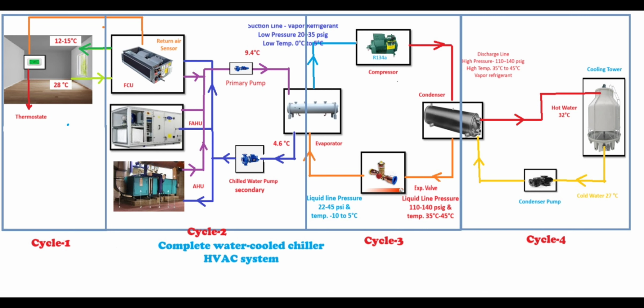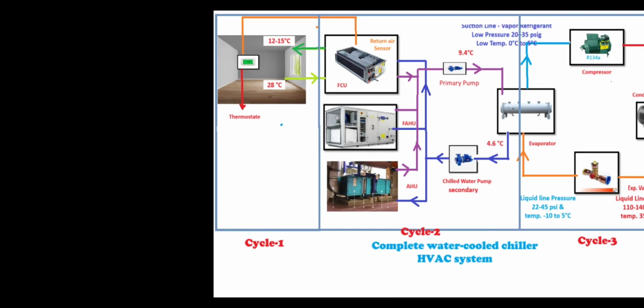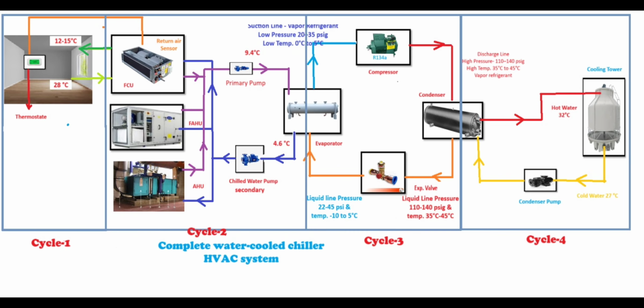Now as I explained, the second cycle starts here. In the second cycle, what is going to happen? The FCU gave its heat to the water here. Now this water, at 9.4 degrees Celsius, goes to the evaporator. This is the evaporator. In the evaporator the water is getting cooled. That cooled water, at 4.5 degrees Celsius, goes to the building again.